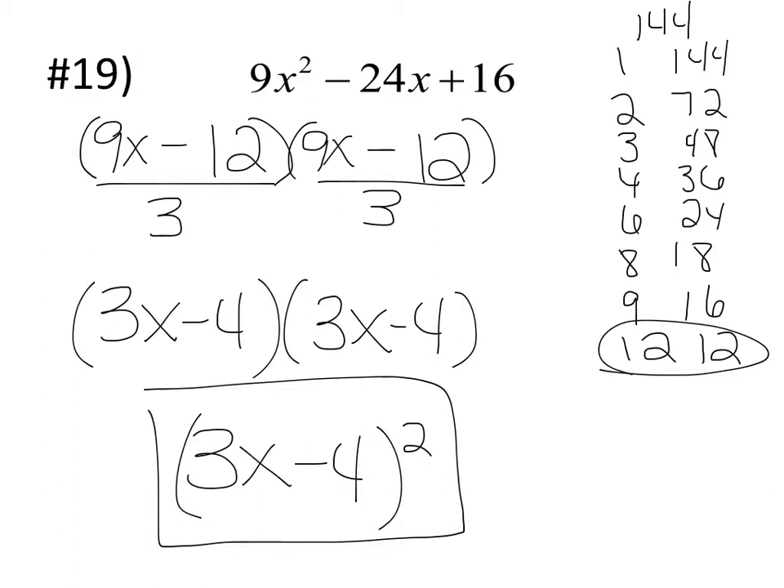And always check to make sure you're right. 3x times 3x is 9x squared. 3x times negative 4 is negative 12x. Minus 12x is negative 24x. Negative 4 times negative 4 is positive 16. So you know you're good.